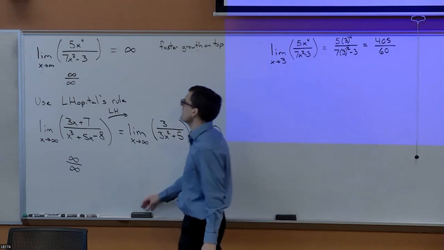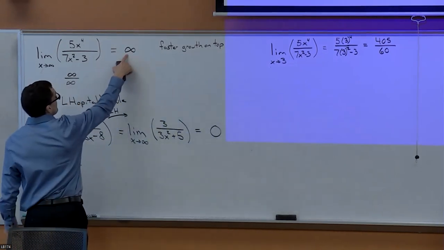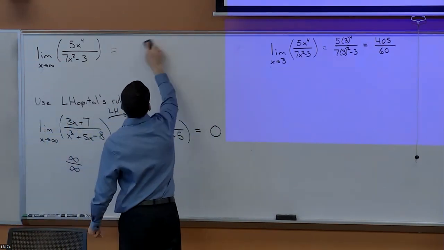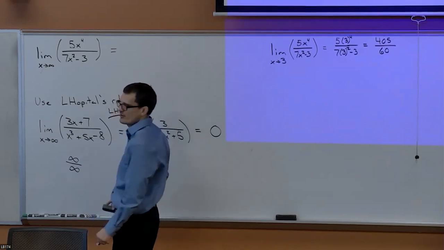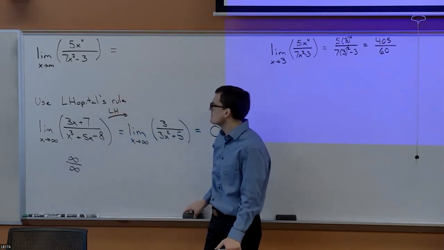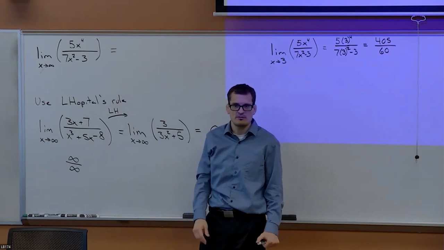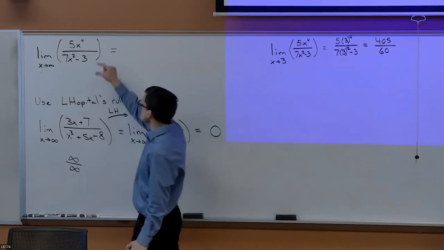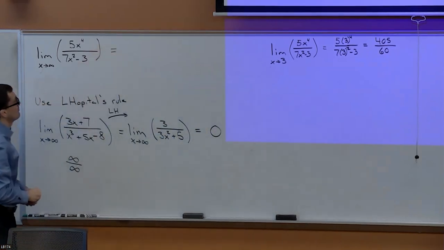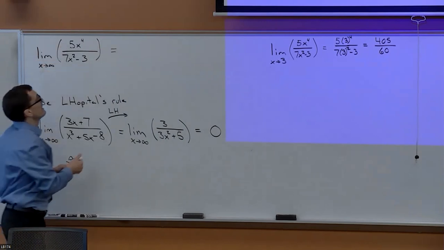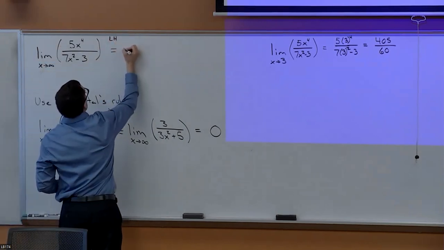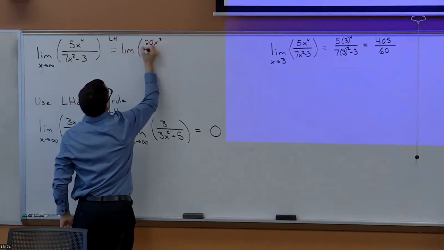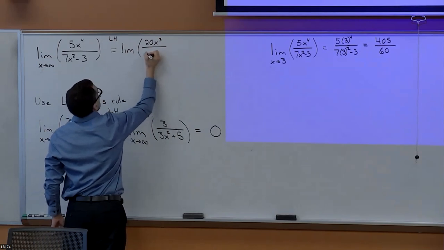And by the way, if you think about why this goes to infinity, and why, with polynomial over polynomial, the faster growth will always end up determining whether it goes off to infinity or to 0. Think about taking derivatives of polynomials. On this one, if you take L'Hopital's rule, you get 20x to the third divided by 14x.